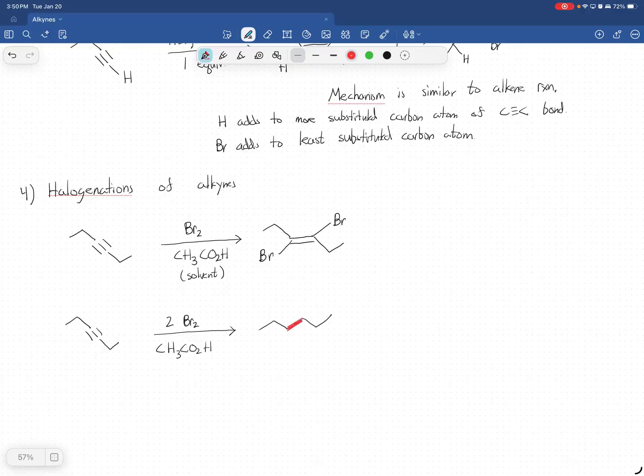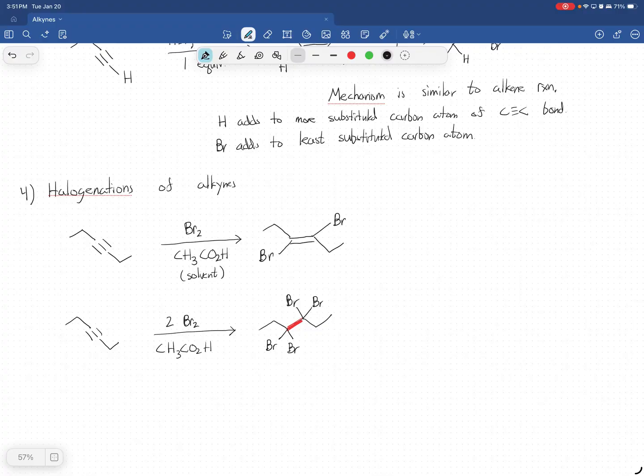So this red bond is where the double bond used to be. So now we're going to add two bromines again. So now we get a tetrabromo compound. All right, so that's the compound we get there as we add two equivalents.